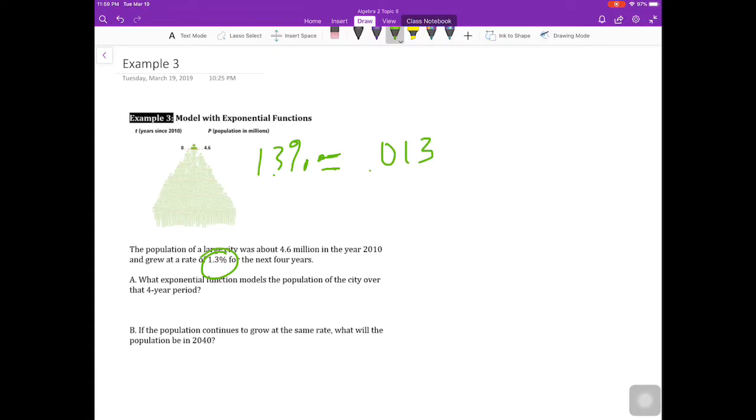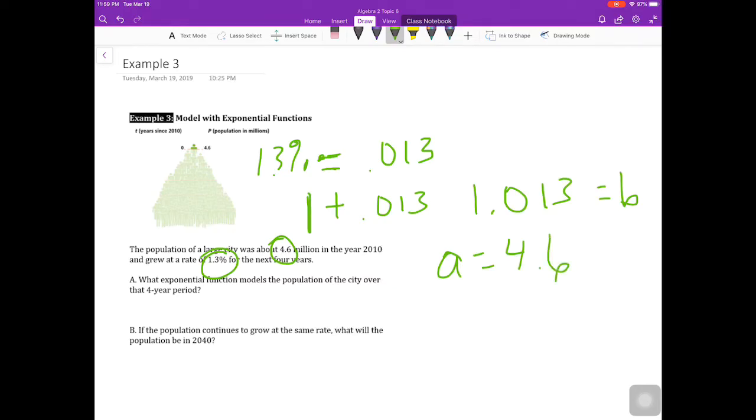And then if we're growing, 1, remember, is remaining constant. So if we add that decimal in, that's how we get our growth rate. So 1.013 is going to be our B term. And then we're starting out, so our y-intercept, our starting point, is that 4.6 million. So our exponential function that's going to model that population is going to be P equals 4.6 times 1.013 to the t, time in years.